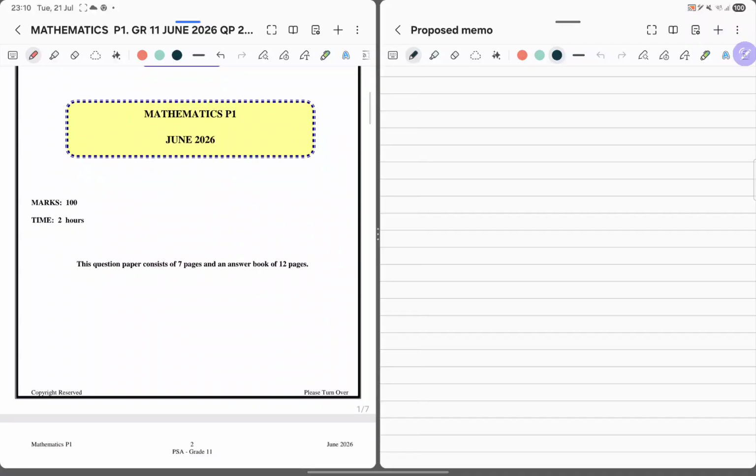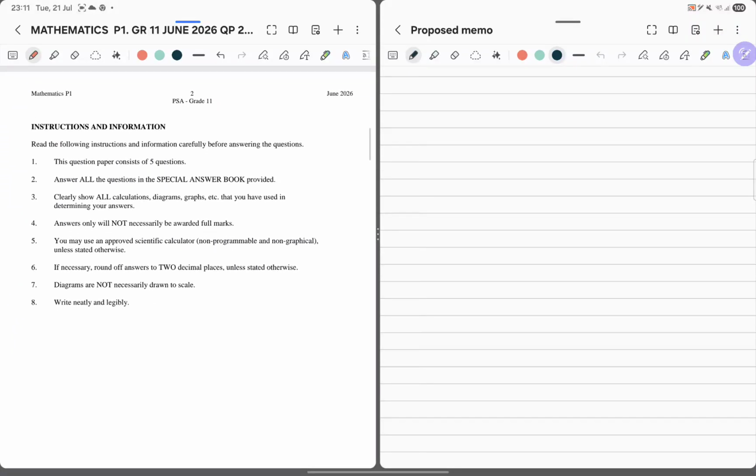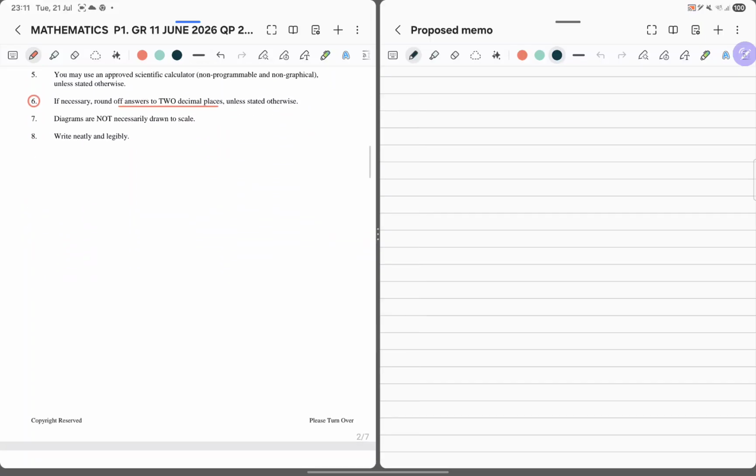So as you can see, the province and the duration of this paper. Obviously, the instructions are important, folks, especially instructions of this nature. We must always make sure we adhere to them. Now, it says we need to round off to 2 decimal places unless otherwise stated. So this is cool. Obviously, everything else applies still.